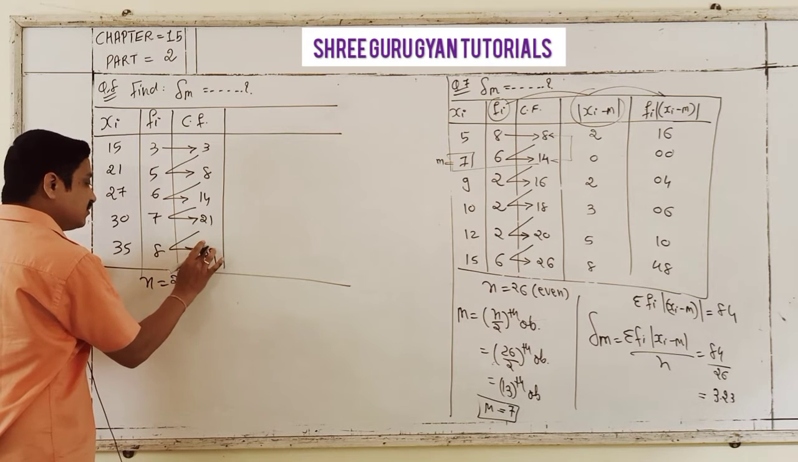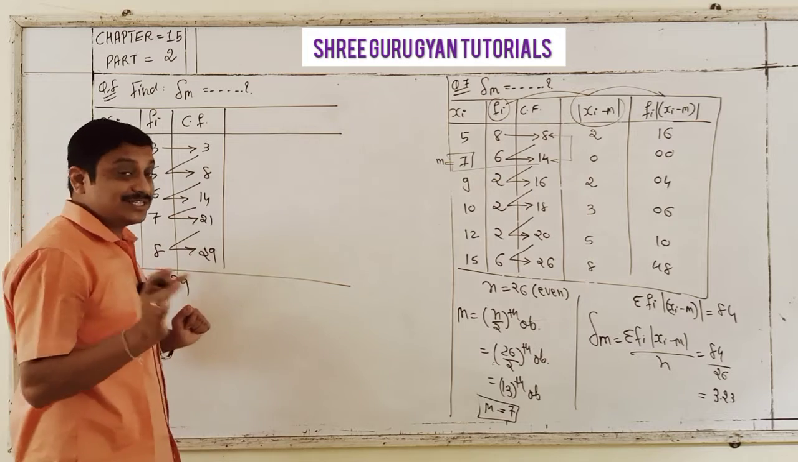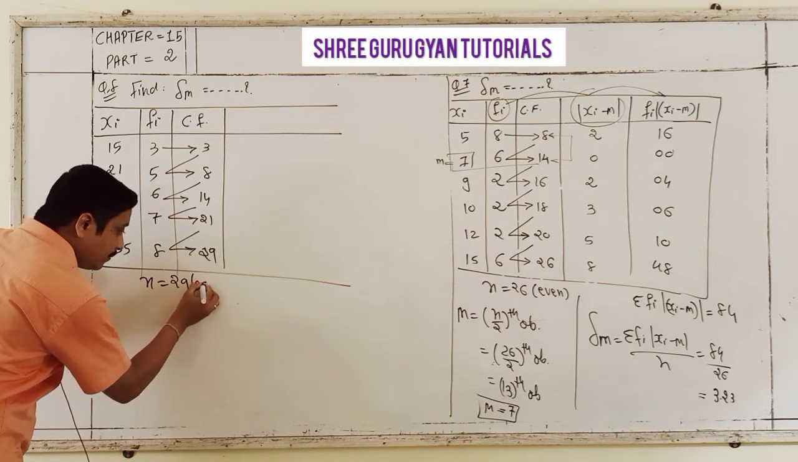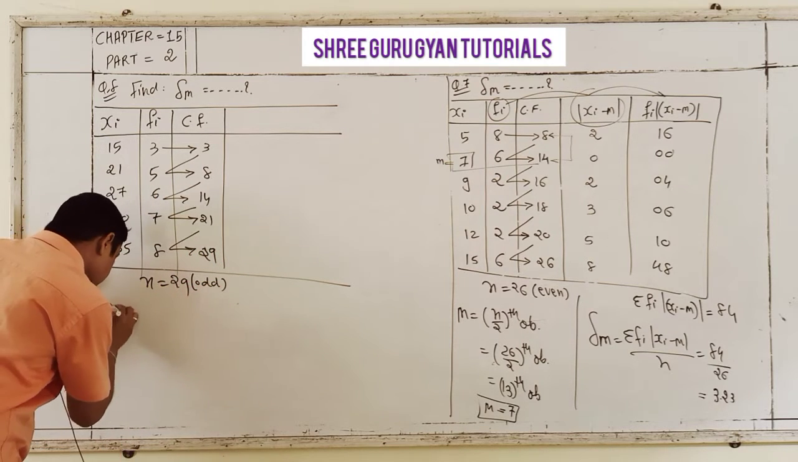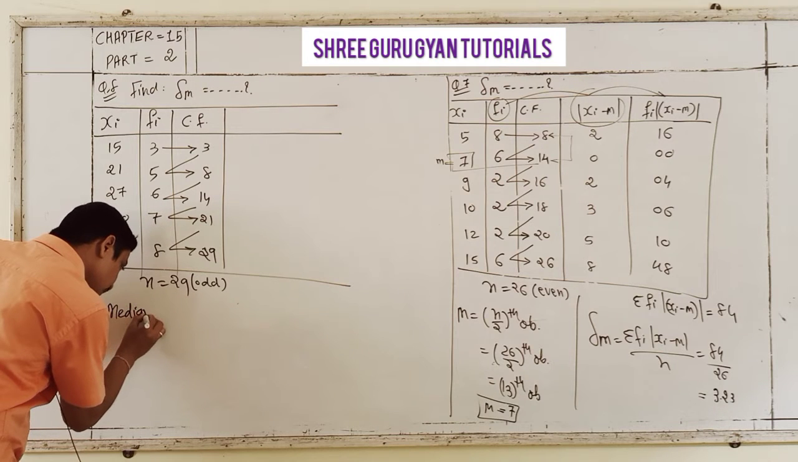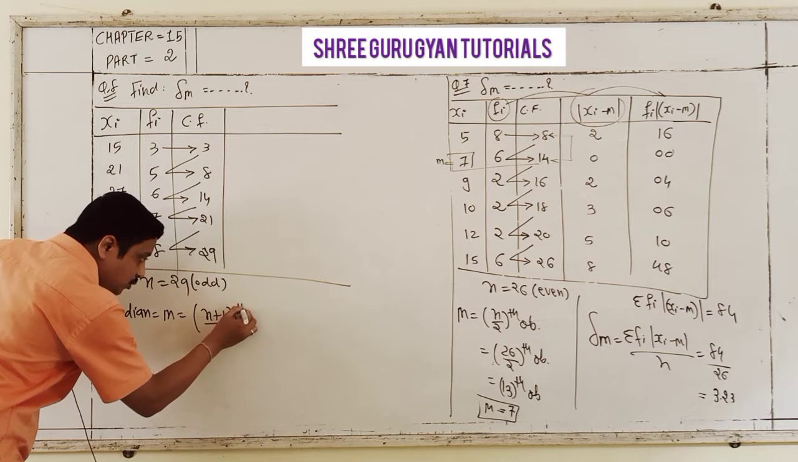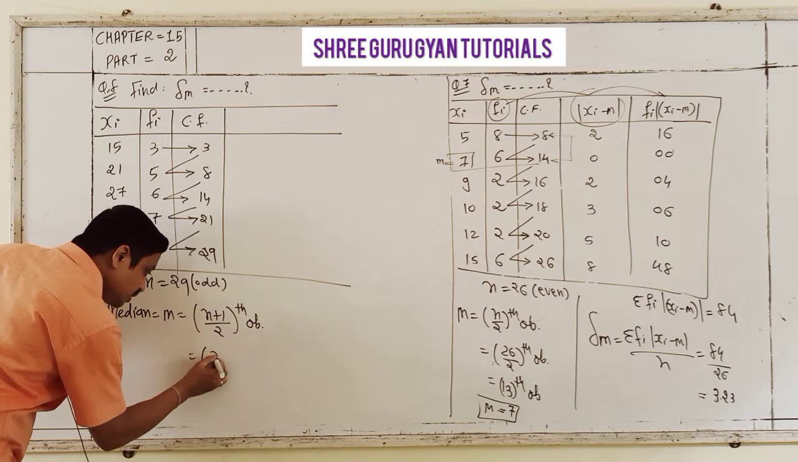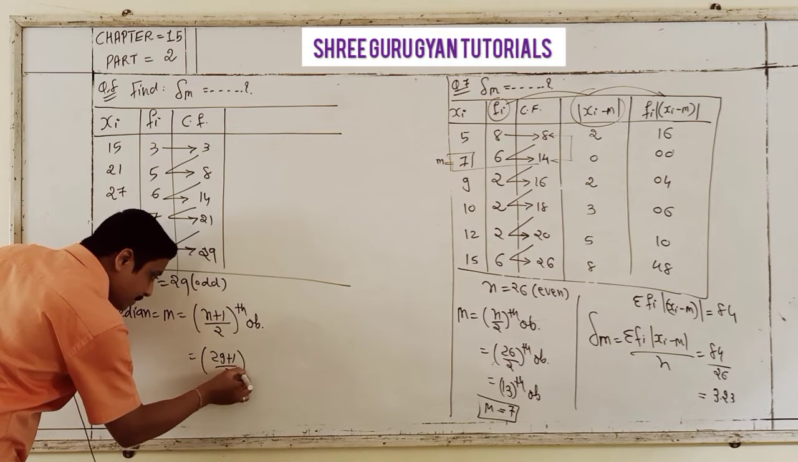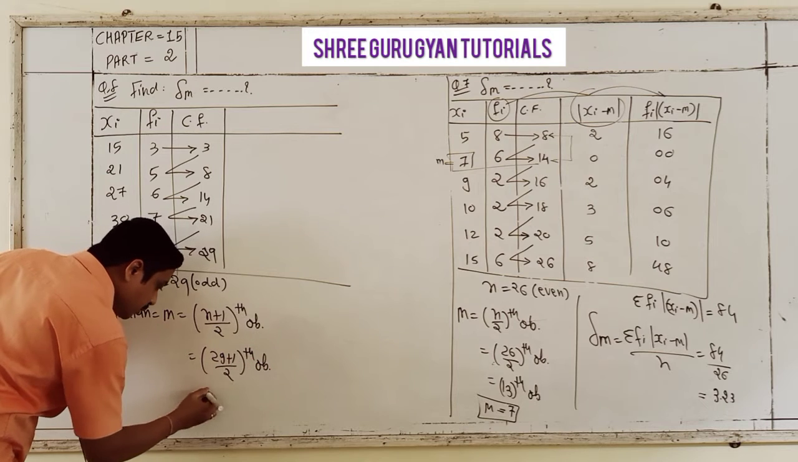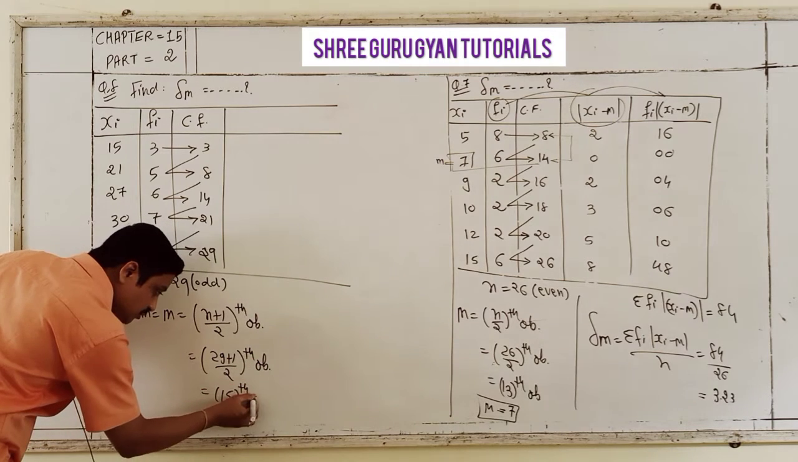Yes, that's the first of all, you're up to 29 done. Now it is odd. So students, the median is the (n plus 1) by 2 th observation. So 29 plus 1 upon 2 the observation, 30 by 2, which is the 15th observation.